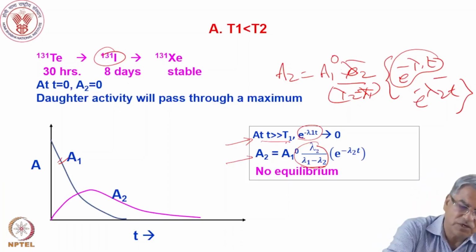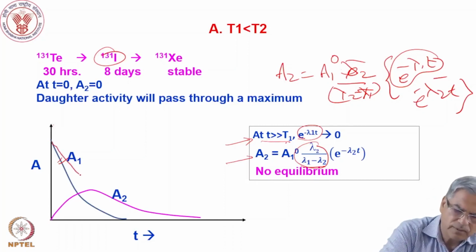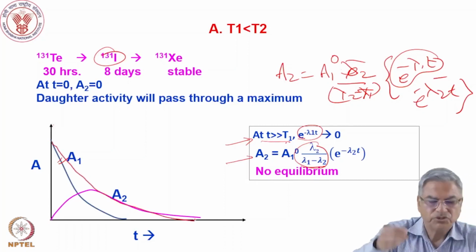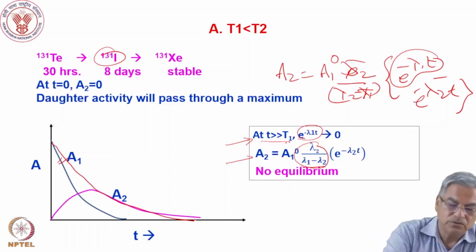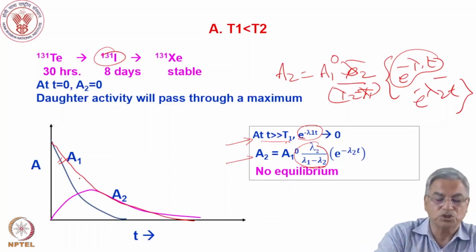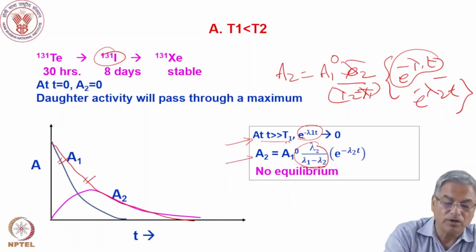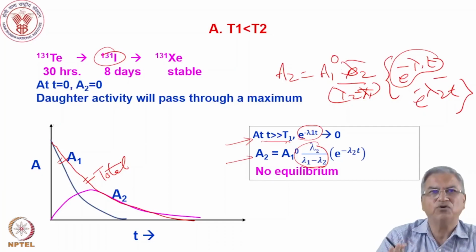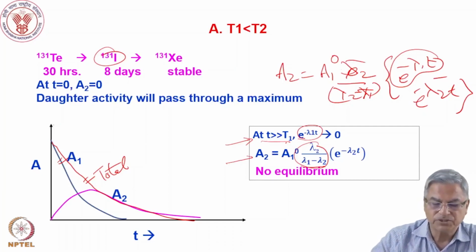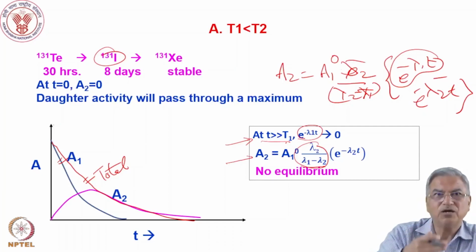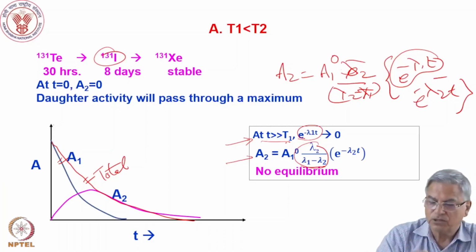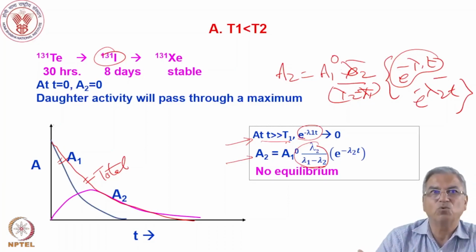So essentially what is happening is that the total activity, if you try to add these two, the total activity will change, and then it is difficult to resolve the parent and daughter activity from this data. This is the total activity. So this is a case of no equilibrium. That means after the decay of the parent isotope, the daughter isotope will decay with its own half-life.